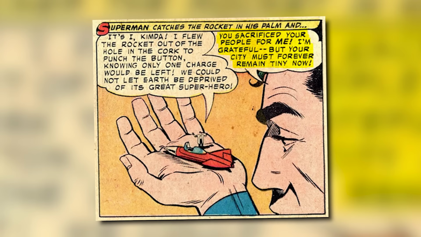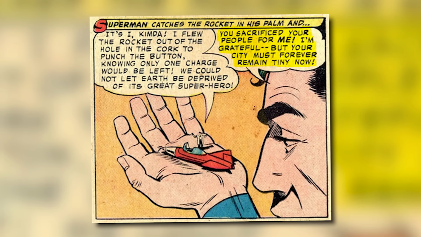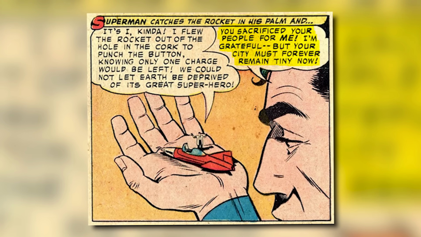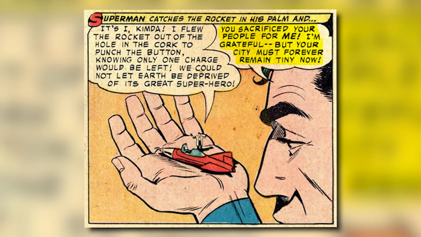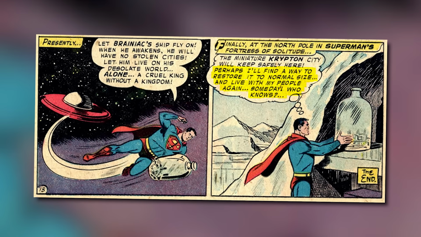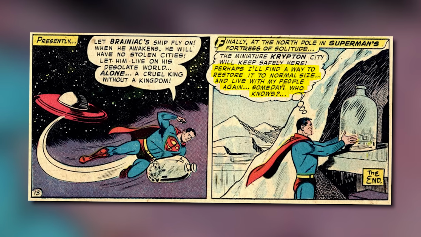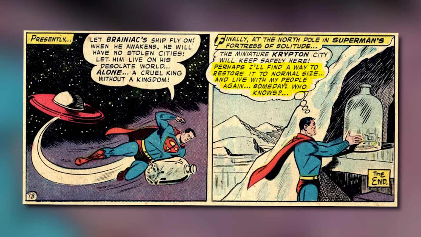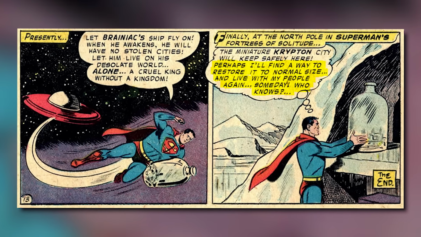Kandor did this because he said that Earth could not be deprived of its great superhero. Superman then replies by saying something to the effect of, "You sacrificed your people for me. I'm grateful, but your city must forever remain tiny now." So Superman keeps the miniature Kandor safe in his Fortress of Solitude and says, "Perhaps I'll find a way to restore it to normal size and live with my people again. Someday. Who knows?" And just like that, we have Brainiac's first origin.